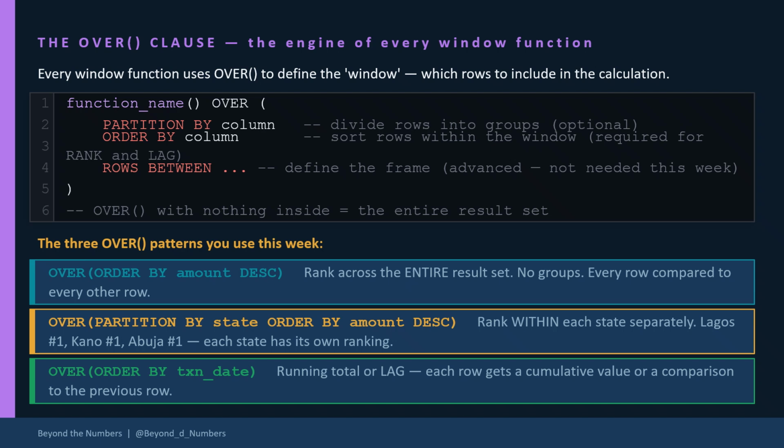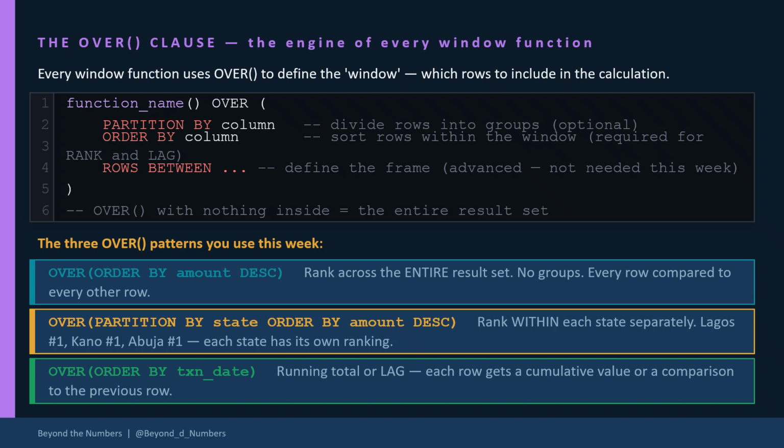These are the three patterns we're going to use this week. First, over with just order by. This ranks across the entire result set: every customer compared to every other customer, one global ranking.